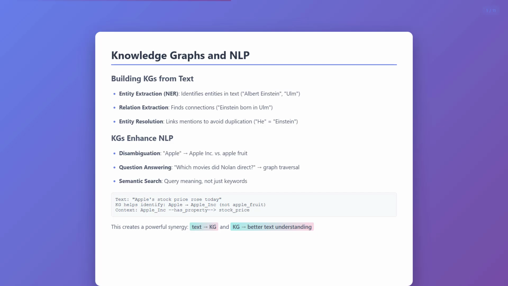Question answering becomes incredibly robust. Instead of keyword matching, you can traverse relationships. Which movies did Christopher Nolan direct? Becomes a graph traversal problem. Find the Christopher Nolan node, follow all the directed edges, and return those movie nodes. This creates a virtuous cycle where text helps build better graphs, and graphs enable better text understanding.